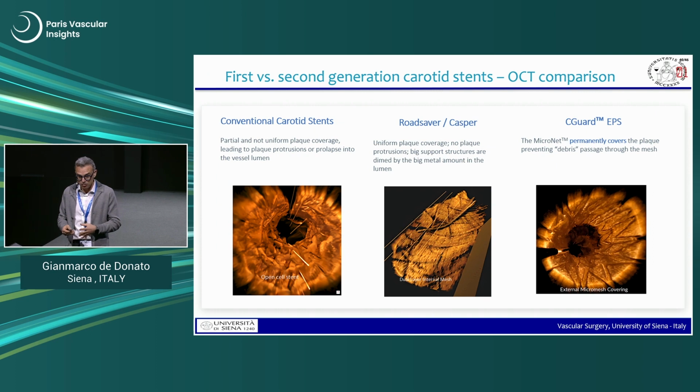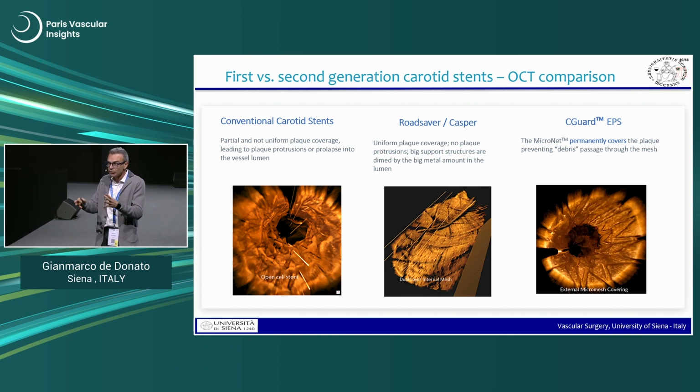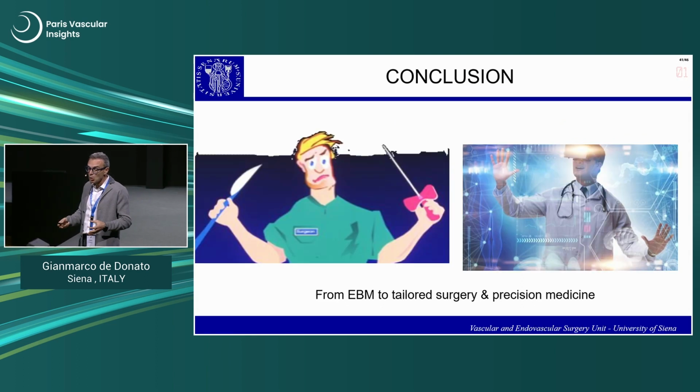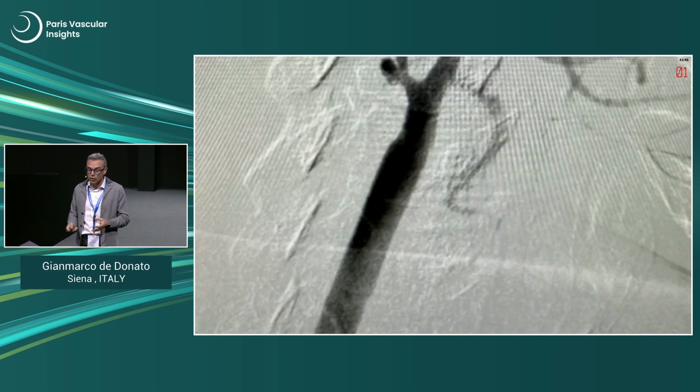So that led me to conclude that when you are able to have a very nice view even from inside with 3D reconstruction, what you realize is that with the open cell stent, first generation, you have a kind of irregular surface inside your stents. With dual layer, much better, but still a quite big metal amount in the lumen. With the micronet, probably you have a very small surface, so definitely we are going to tailor our procedure to offer precision medicine even for carotid artery stenting.